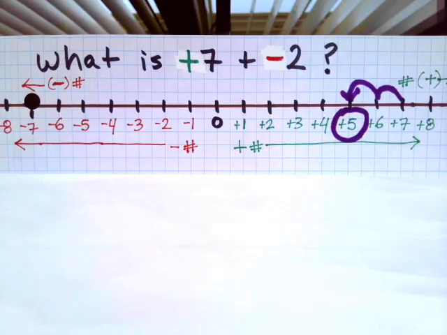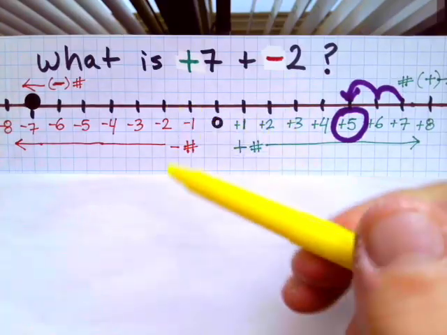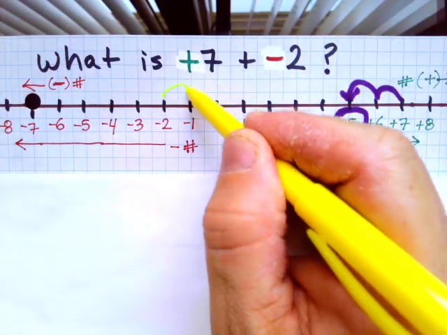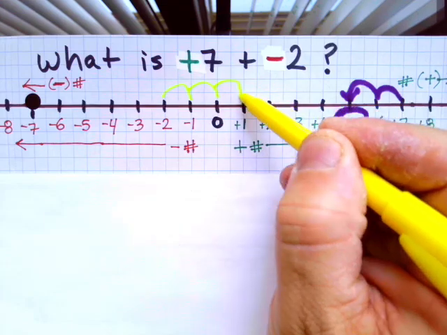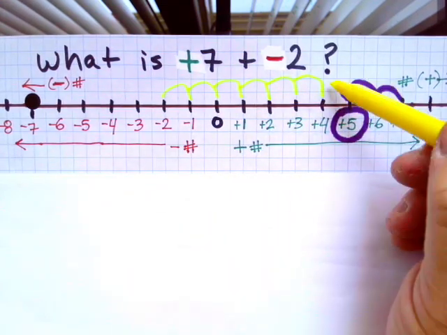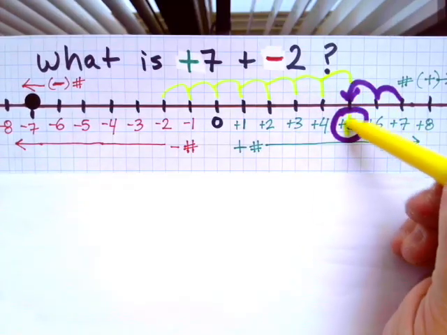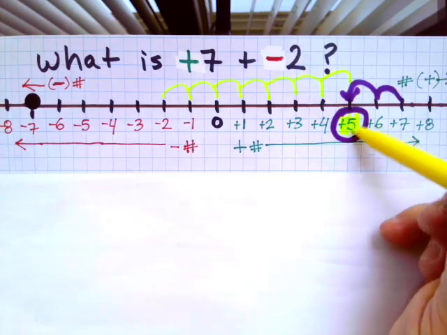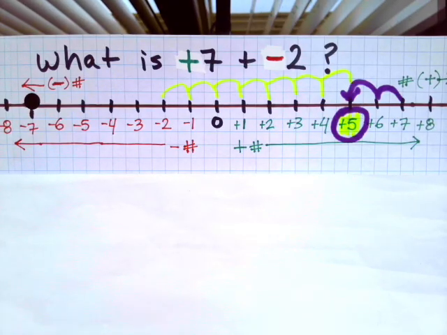Now, let me show you the other method you could also use. And again, in math, there are usually multiple ways to get to the same solution. So I'm going to start at negative 2 here and go 7 in the positive direction. 1, 2, 3, 4, 5, 6, and 7. So you can see my answer, either way I start on that number line, is going to be a positive 5.